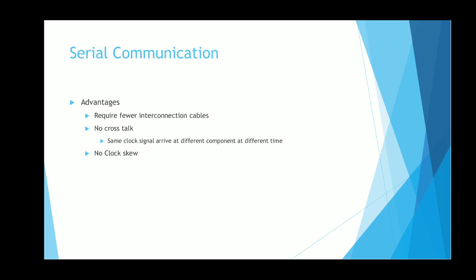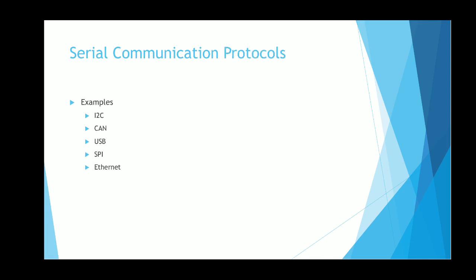Only a few cables are needed for the communication, and there is no crosstalk also, because the signals arrive at the devices at different times, and there is no clock skew, so there are no synchronization difficulties in the case of serial communication. Following are the main serial communication protocols: I2C, CAN, USB, SPI, Ethernet, etc.